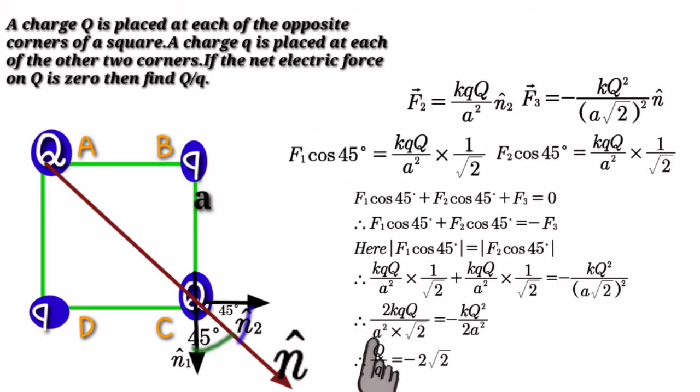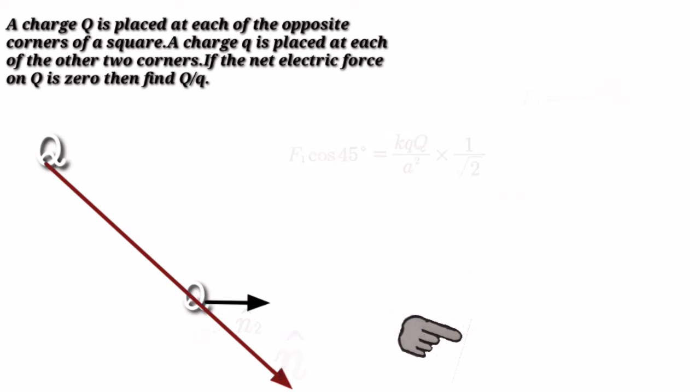After putting the values of F1 and F2, we have 2kq into capital Q divided by S square into root 2 is equal to minus k capital Q square divided by 2S square. Therefore, capital Q by small q is equal to minus 2 root 2, which is the required answer.